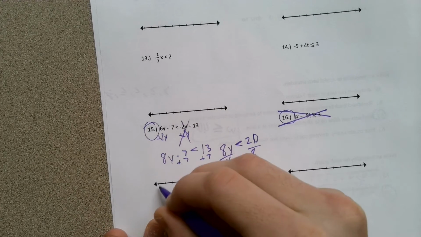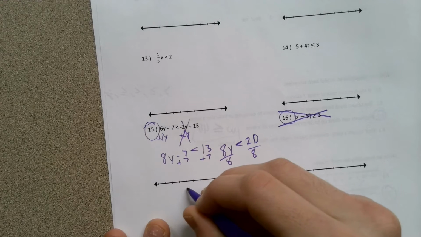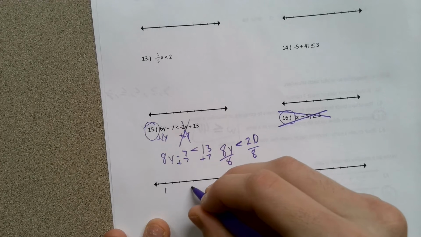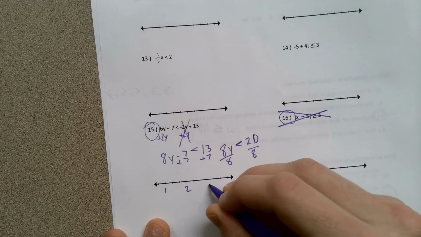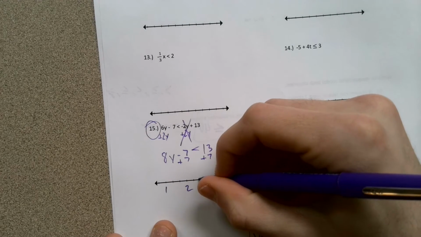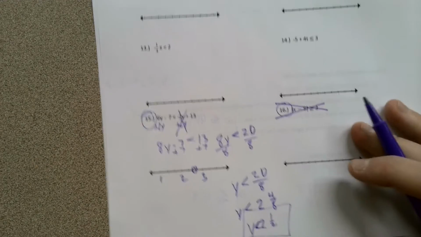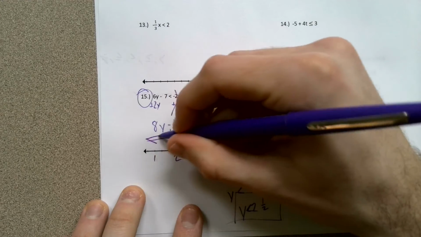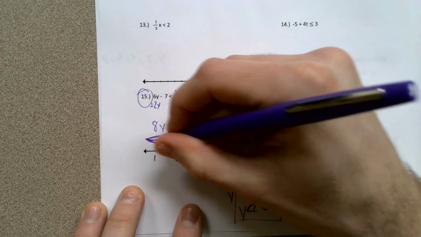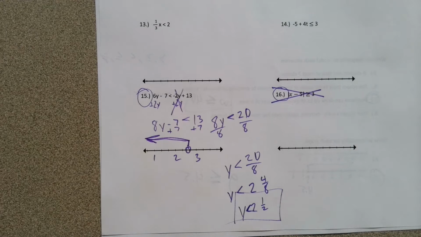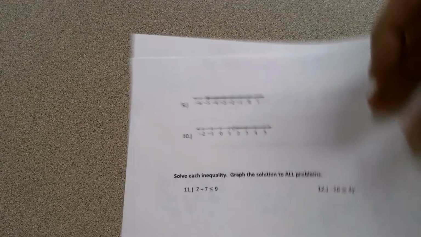So we'll go 1, 2, 3 right here. I'm at 2 and a half. I know it's going to be an open circle. Y is less than 2 and a half. The arrows point this way for me. If I have that variable in front, I'm allowed to do that. And that's how you graph that one right there. Connect those variables to start and then move from there.